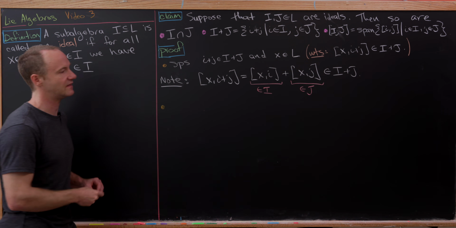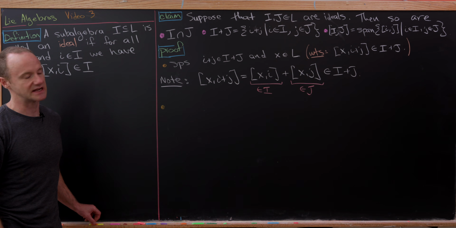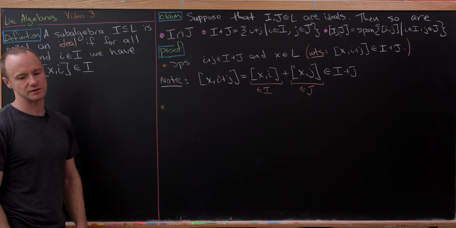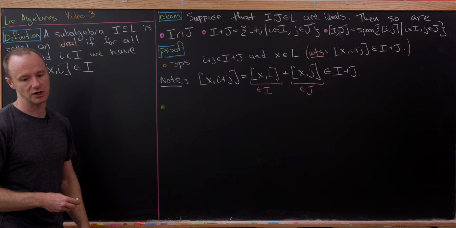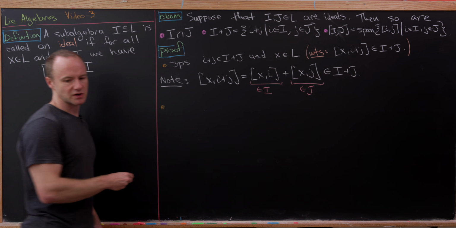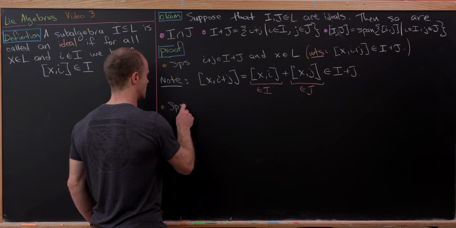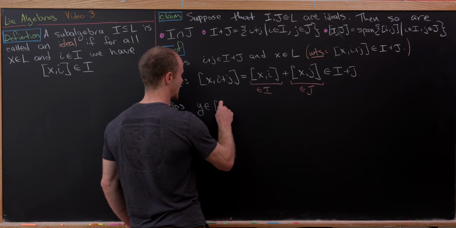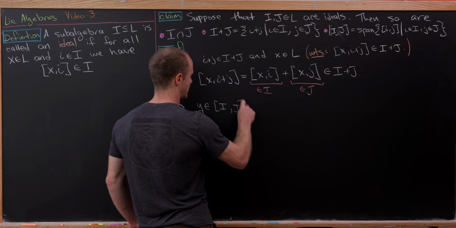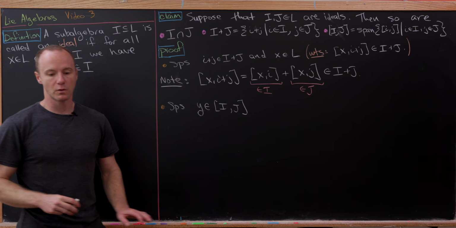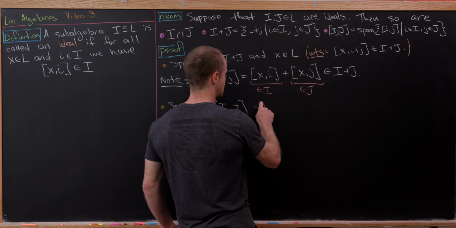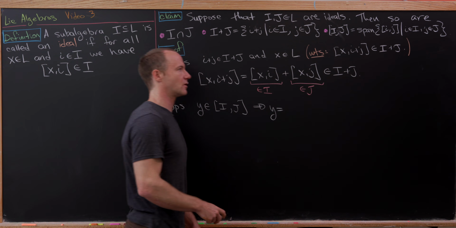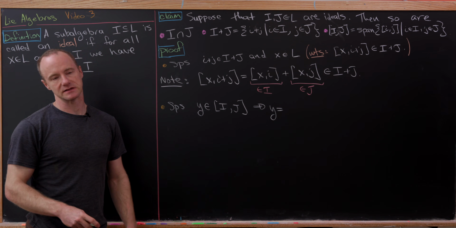Now let's look at the bracket [I, J] case. Notice here we're taking the span of those elements to keep everything closed. Okay, so let's maybe suppose we've got an arbitrary element, I'll call it y, inside of bracket [I, J]. Well, what does that mean? Well, that means that y is a linear combination of elements which are of the form, you know, bracket [i, j].